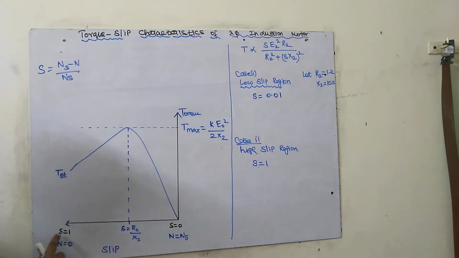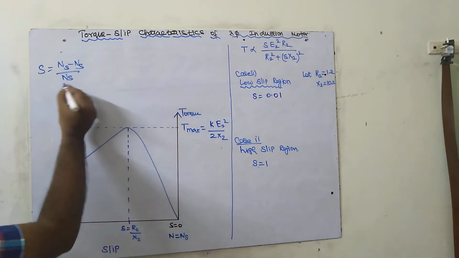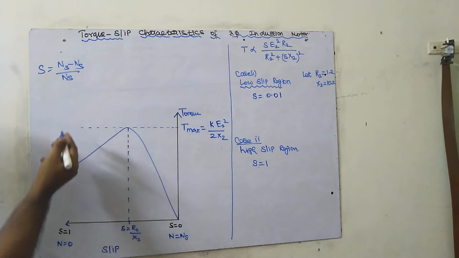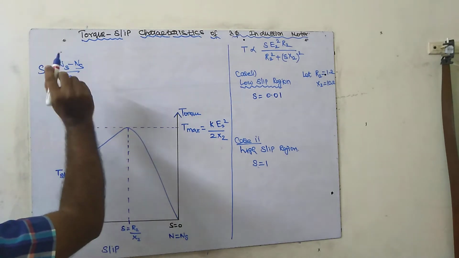Then I reduce the slip value, and finally I end where slip equal to 0. I am starting at 1. Normally we start at 0 and end at the maximum value, but here I am reversing, starting at 1 and ending at 0. When will it be 0? When n equal to ns. This is a hypothetical case; it is not possible in an induction motor.